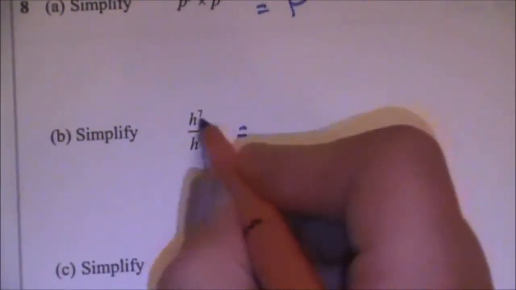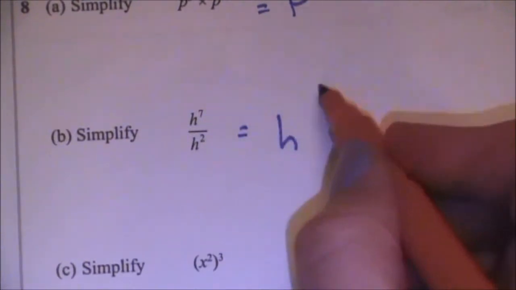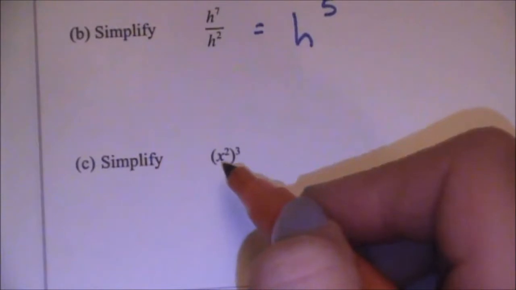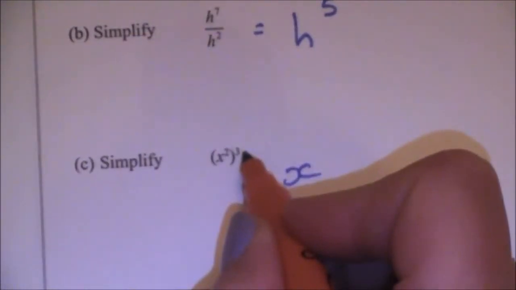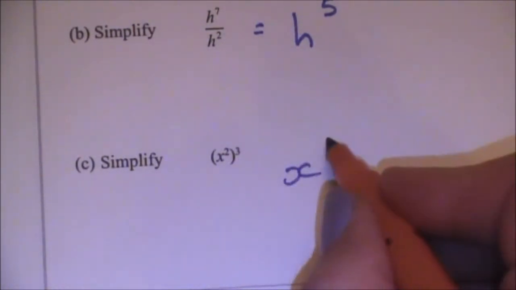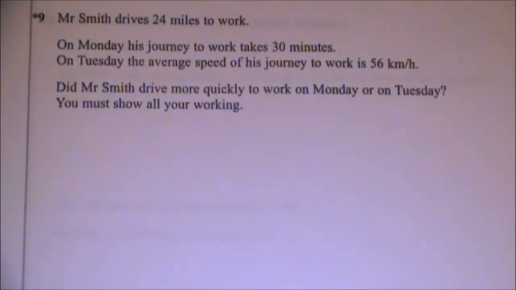For this one, we're dividing, so the answer is going to be h to the power of 7 take 2, which is 5. And for this, it's going to be x to the power of 2 bracket 3. Brackets mean times, so it's going to be x to the power of 2 times 3, which is 6. That's a 3-mark question. They're worth 1 mark each.